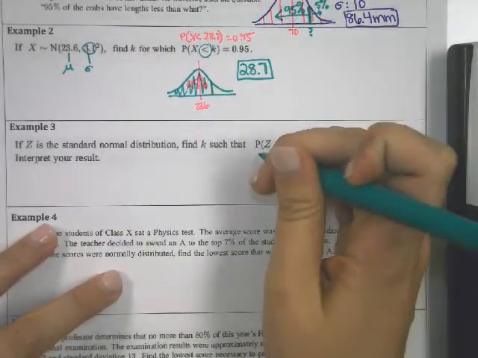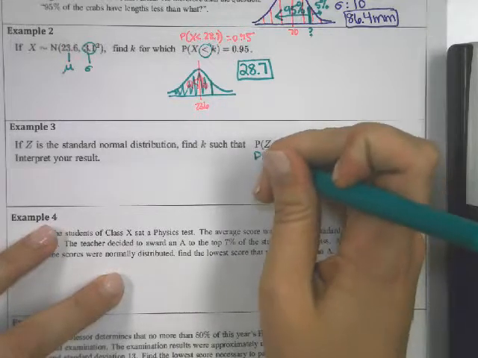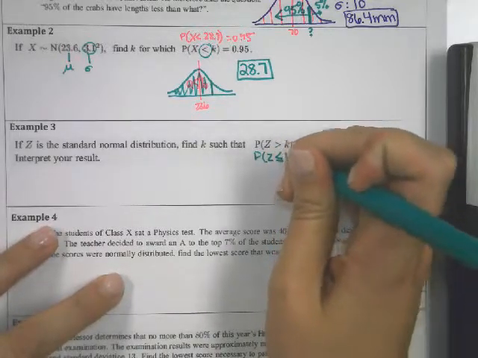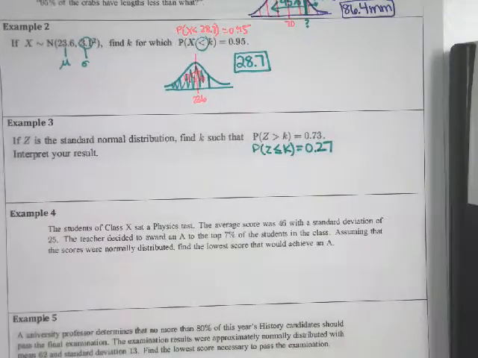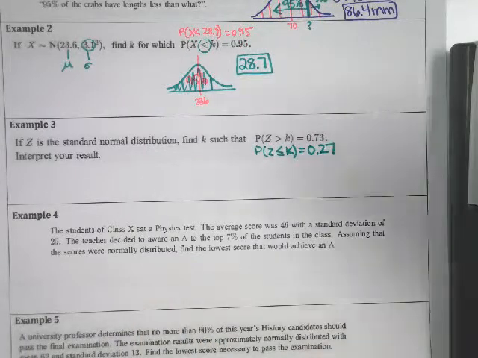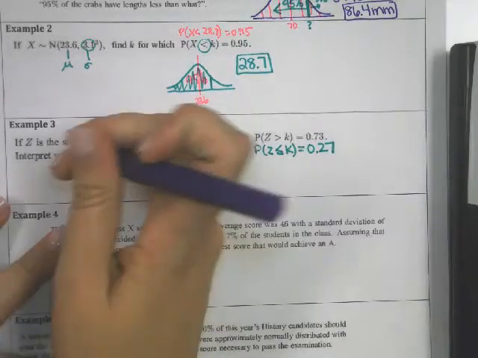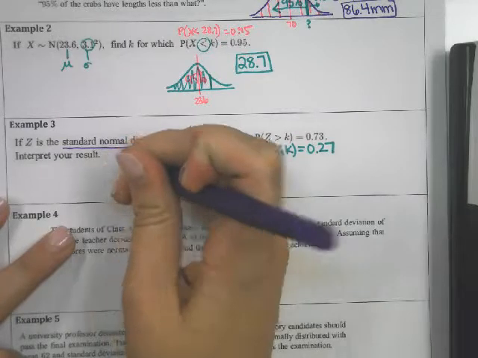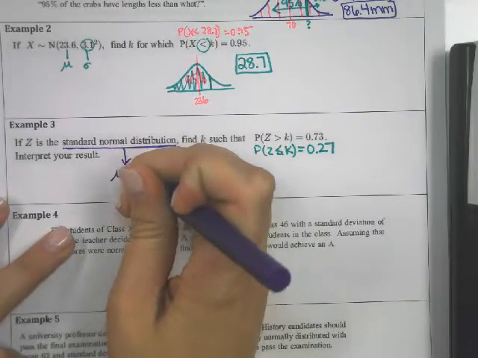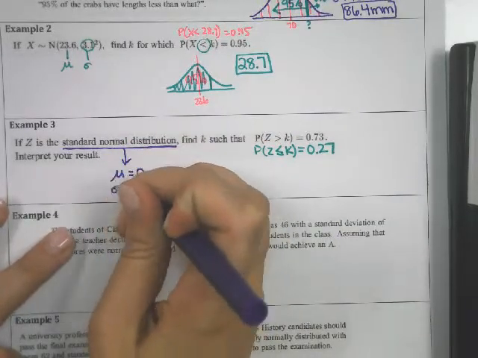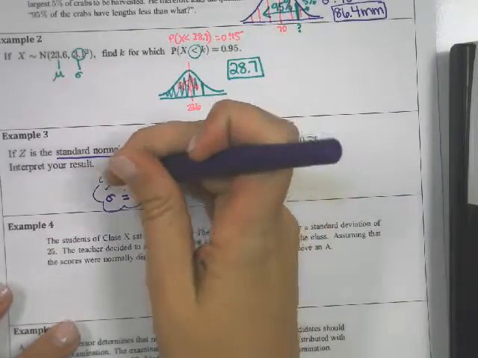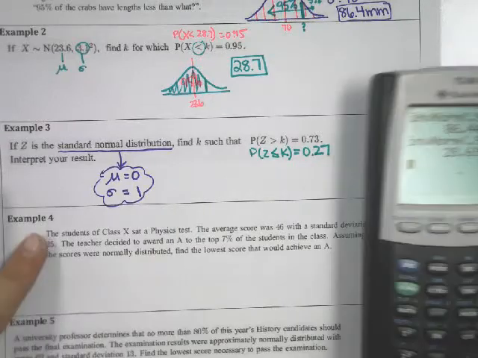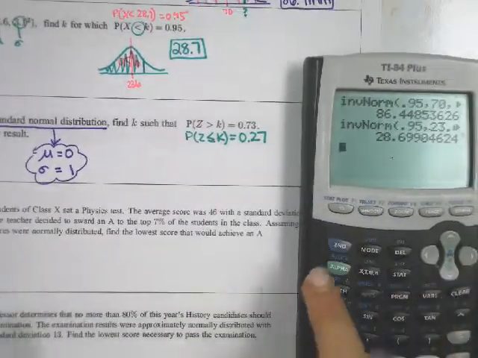So if the probability Z is greater than K is 0.73, the probability of Z is less than or equal to K has to be the rest, the 0.27. All right, the standard normal distribution, you don't have to memorize this, but the standard normal distribution has a mean of 0 and a standard deviation of 1. So that probably should have just been included in the problem.